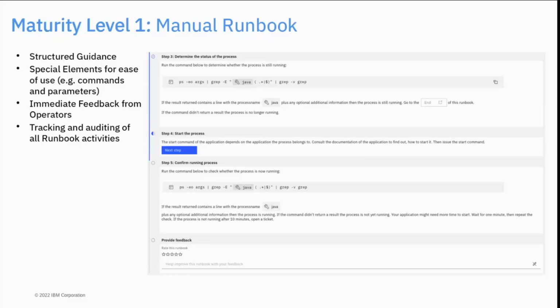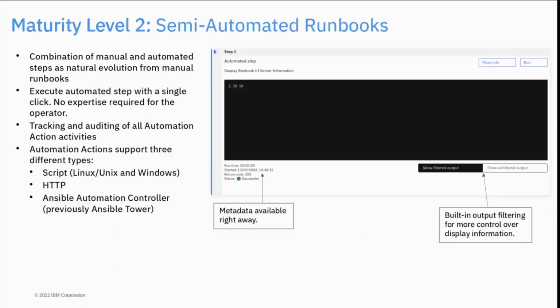Another benefit of having those manual runbooks in the system, as well as all the other runbooks, is that you gain tracking and auditing of all the runbook activities. So whenever somebody is launching a runbook and stepping through it, you will have a record of these, and you can easily check in the activity screen who did what runbook in the past, how often specific runbooks ran, and what the results were.